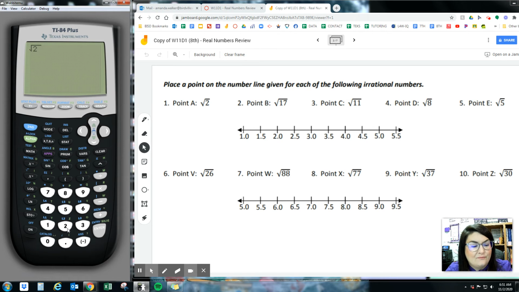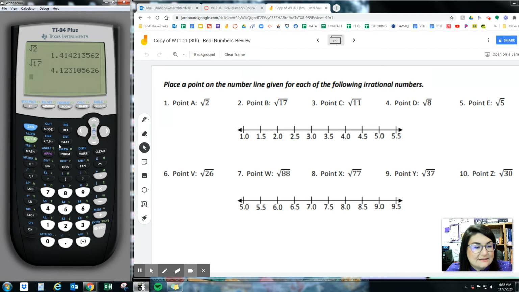You can hit 2. I know the video I posted for these steps, they say go to the right. You really don't have to. You can just hit enter. Okay, and same with square root of 17. I'll show you without hitting the arrow. You just hit enter. There it is. Boom.